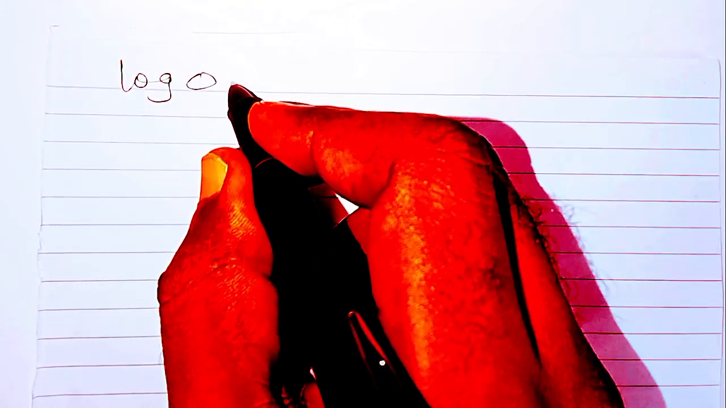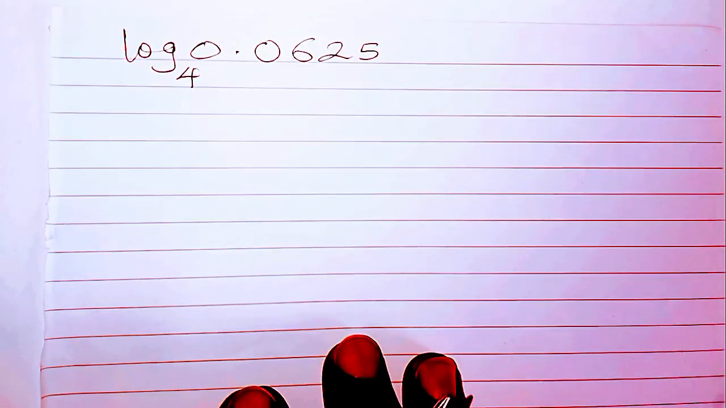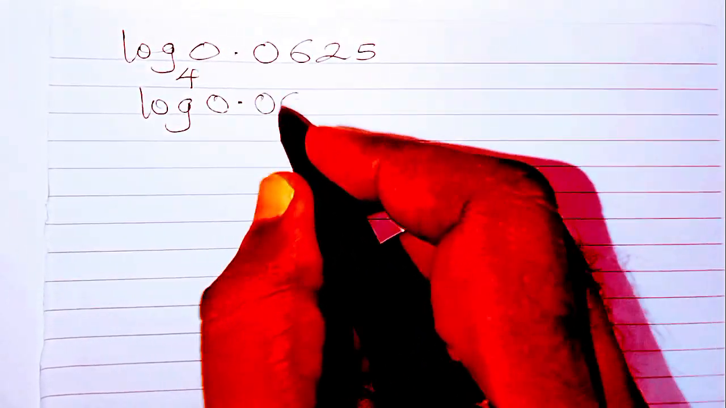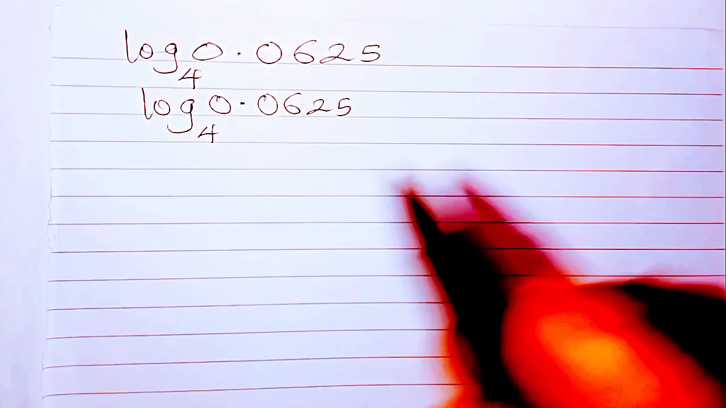Let's take a look at another example. If we have log 0.0625 base 4, we bring the concepts of the indices and logarithm relationship into play here. Therefore, we can just say let log 0.0625 base 4 be x.